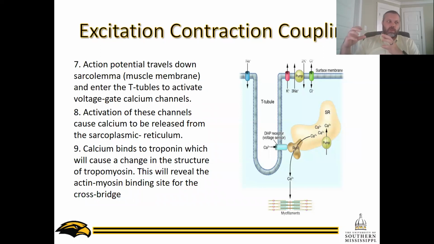So when we have this movement or this change in that structure, this is how myosin and actin can now come together. So to have our cross-bridging, or for muscle movement to occur, this calcium's got to be there.